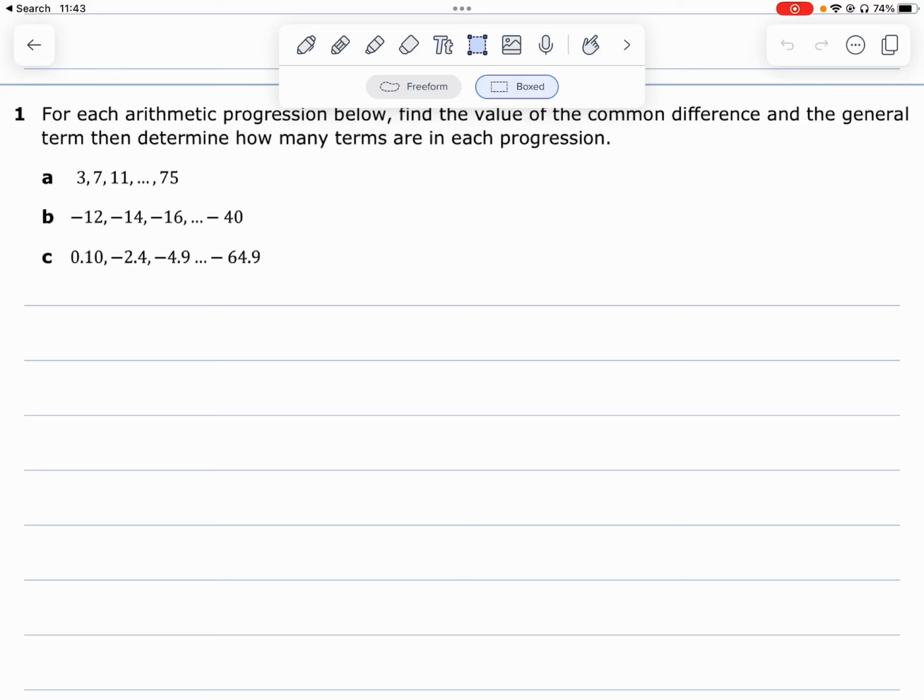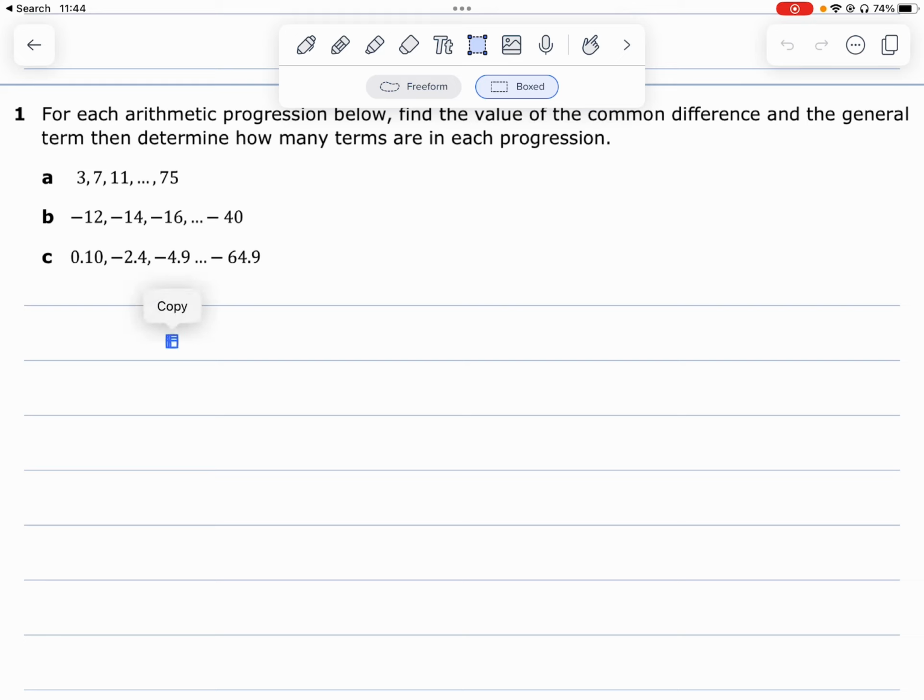Sequence questions based on some past paper questions. So let us try to solve these questions. Question number 1. Arithmetic sequence is given below. Find the value of common difference, general term, then determine how many terms are there in each progression.